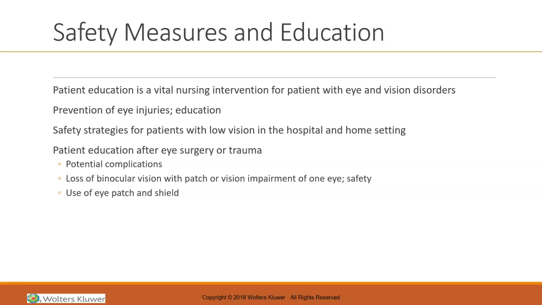We want to help people to prevent eye injuries, and that requires education. Using safety goggles is very important when doing household repairs, when interacting with chemicals, or anything that could splash into one's eyes. Think about safety strategies for people with low vision in the hospital and in the home setting to reduce the risk of falls. And then we want to reinforce education for patients who have had some type of eye surgery or experienced trauma to reduce complications. Some patients need to wear a patch. They don't want to wear a patch, but it really can be very therapeutic in their plan of care.